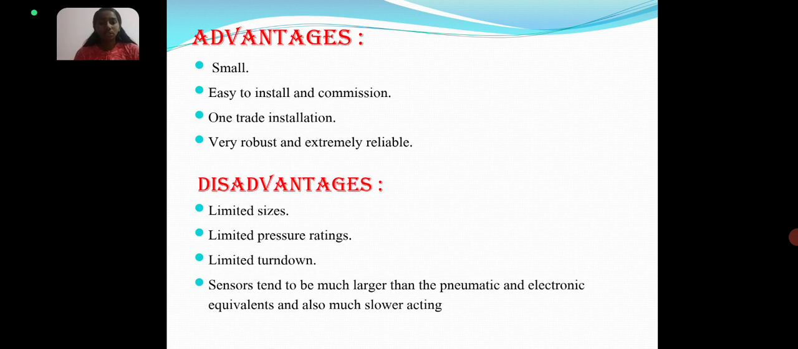So now let's look into the advantages and disadvantages of the temperature control in buildings. So first, the advantages are they are small, easy to install and commission, one trade installation, very robust and extremely reliable. Now looking into the disadvantages, they are limited sizes, limited pressure ratings, limited turn down. Sensors tend to be much larger than the pneumatic and electronic equivalents, and also slower acting.